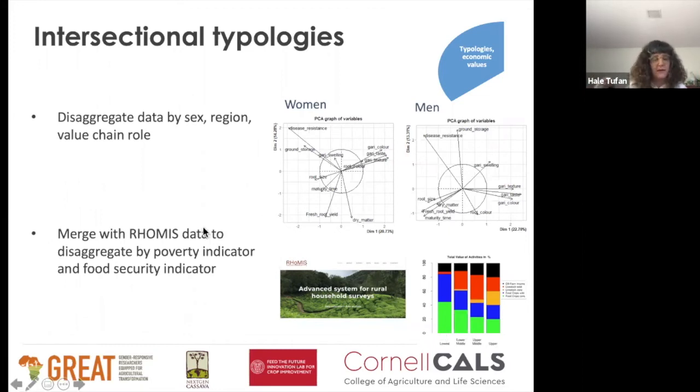So that at each step of disaggregation, obviously you lose a lot of power, but we have the data set to be able to play around with this and really refine this method, which is very, very exciting.